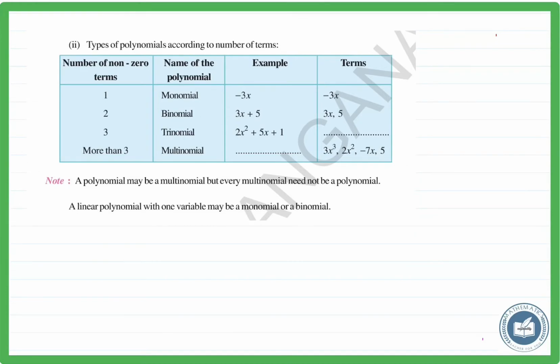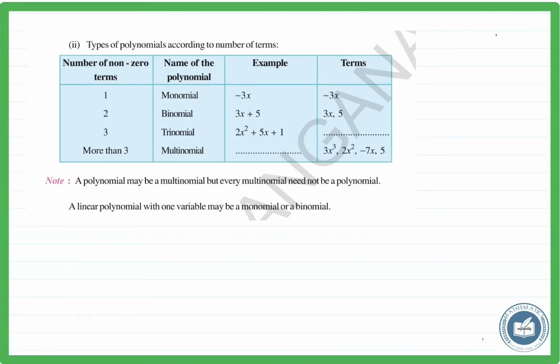If the polynomial contains only one term, it is called a monomial. Two terms, it is a binomial. Three terms, it is a trinomial. Four terms, meaning more than three, we can simply say it is a multinomial. So it is a polynomial of one term, of two terms, of three terms, of more than three terms, and the special names are monomial, binomial, trinomial, and multinomial.